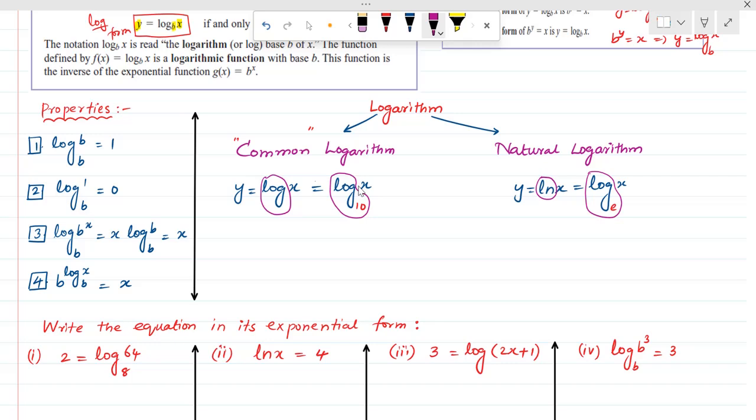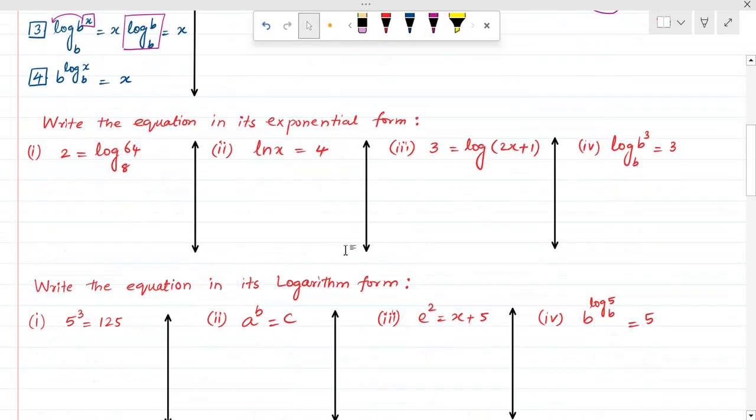And these are the properties you will have. If you have log b base b, it is 1. Log 1, the value is 0. If there is a power, I can bring this power to the front, so it is x times 1, which is x. And b raised to the power log x base b equals x. We will solve the problems using these four properties and the logarithmic definitions.